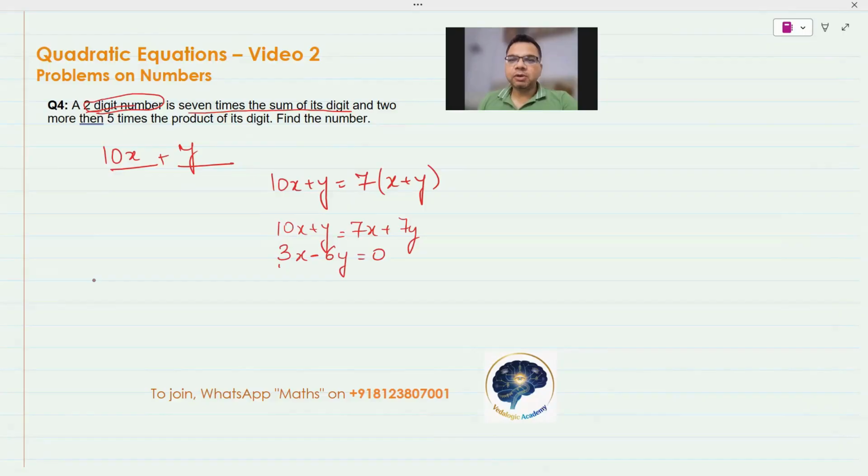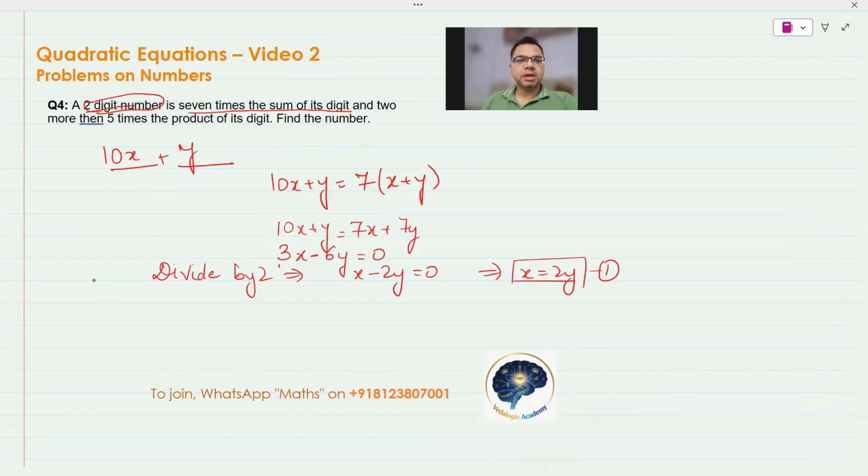And I'll divide the whole equation by 3. So you have to write it here. Whatever you are doing, you have to write it clearly. So it becomes x minus 2y equals to 0. Or I can say x equals to 2y. So this is one relation that we have got based upon one equation.